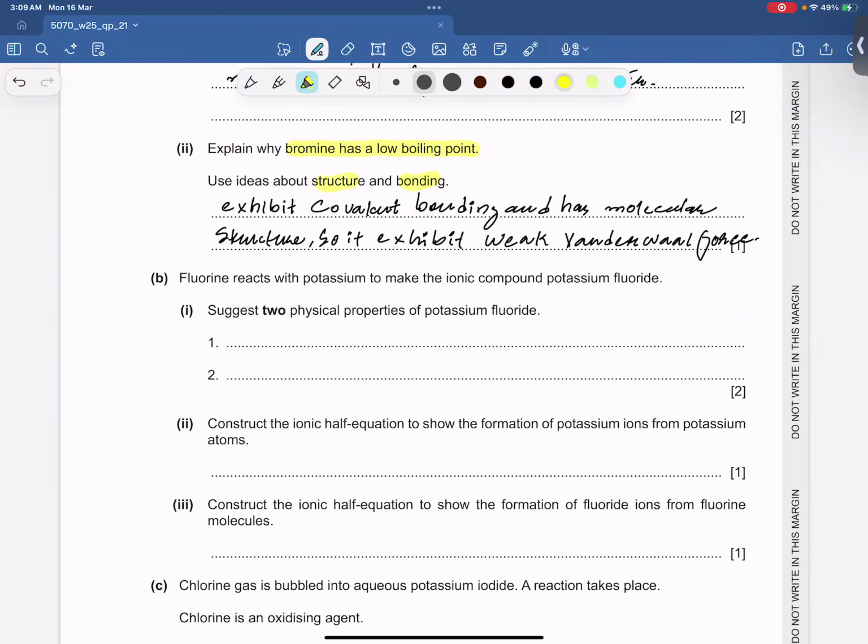Fluorine reacts with potassium to make an ionic compound. Obviously, an ionic compound is formed when a non-metal and a metal react together. So potassium is a metal, fluorine is a non-metal, which is why they will react together to give potassium fluoride, an ionic compound. Suggest two physical properties of potassium fluoride. In other words, the examiner is looking for the physical properties of ionic compounds. We have discussed this in class. So all ionic compounds are solids.